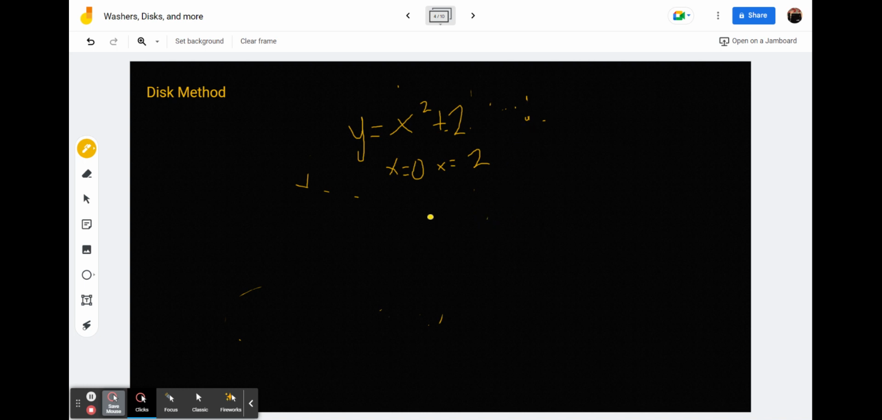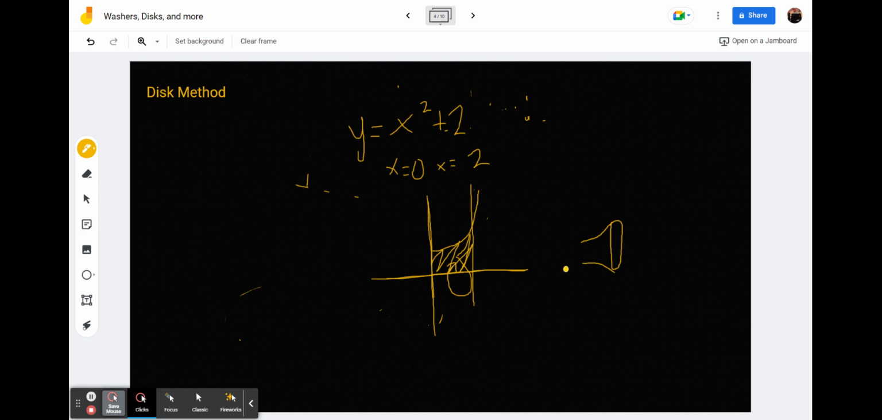So let me just draw this out. x squared plus 2 is going to look something like this. And it's bounded from x equals 0, which is here, and x equals 2 here. So this area right here. And we want to rotate that around the x-axis. So you'll get something that looks like this. This is our solid.